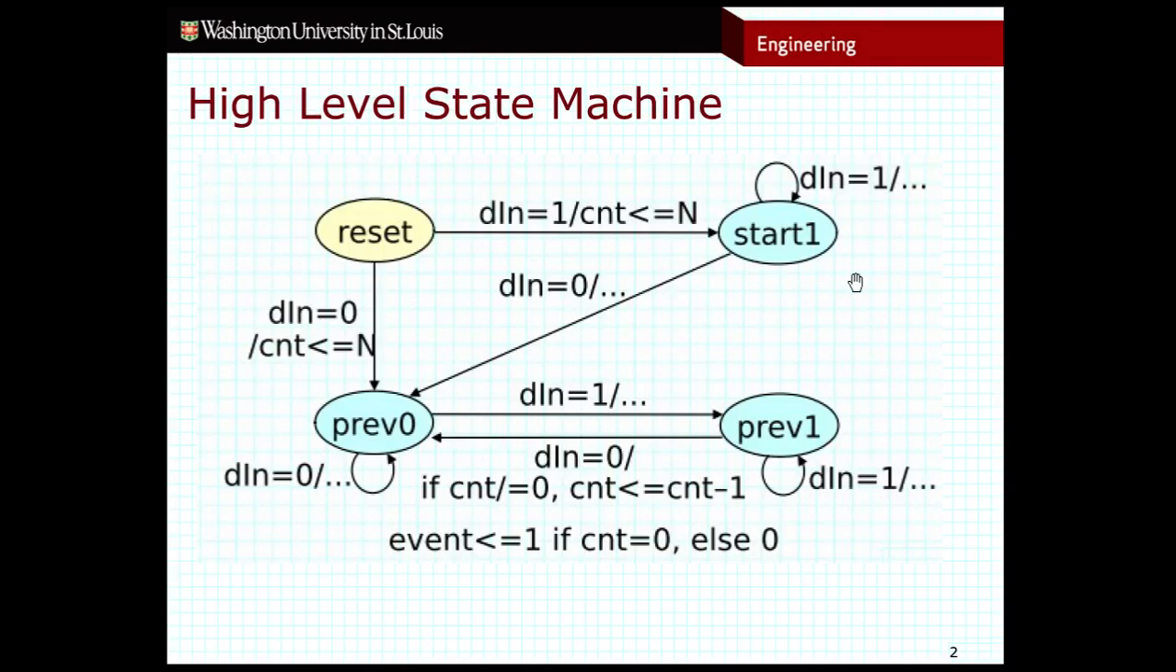So let's go back and take a look at this start one state again really quickly just to kind of wrap this slide up. You can see that dn can be either 0 or 1. So the question is when we reset, right?